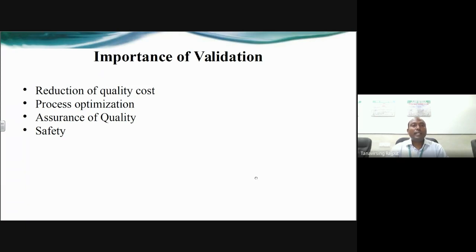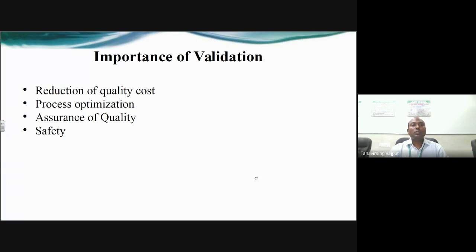Then the second one is the external failure cost. Now imagine we have sold that product in the market, and there is a complaint from the customer due to a quality problem. Then in that case, we have to recall that product and retest it, and that comes under the external failure cost.